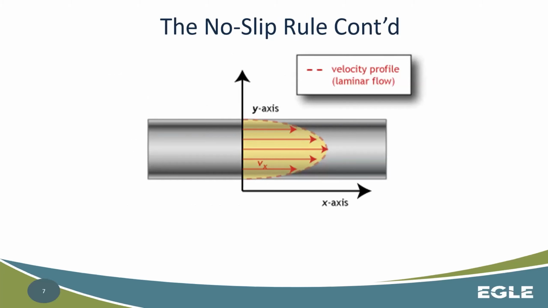So the no-slip rule is important when we analyze the way that water flows through a pipe. This is the velocity profile of water flowing in a pipe with laminar flow. Laminar flow means it's flowing in a predictable profile, as we can see from the picture. Turbulent flow is when the water profile in the pipe is unpredictable. You have water flowing in a spinning pattern, etc.